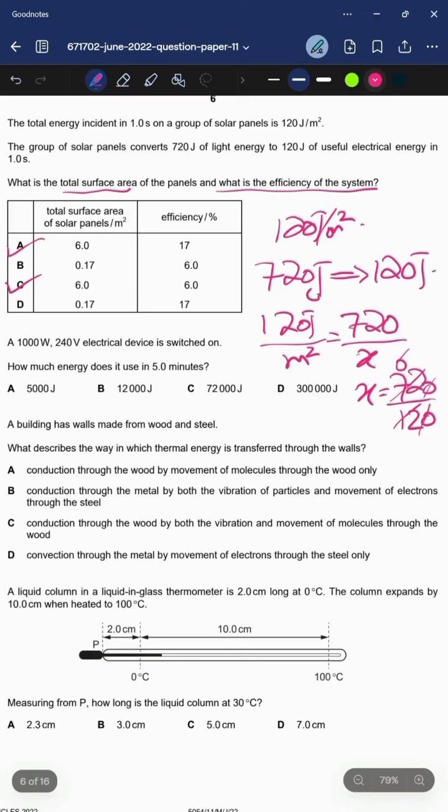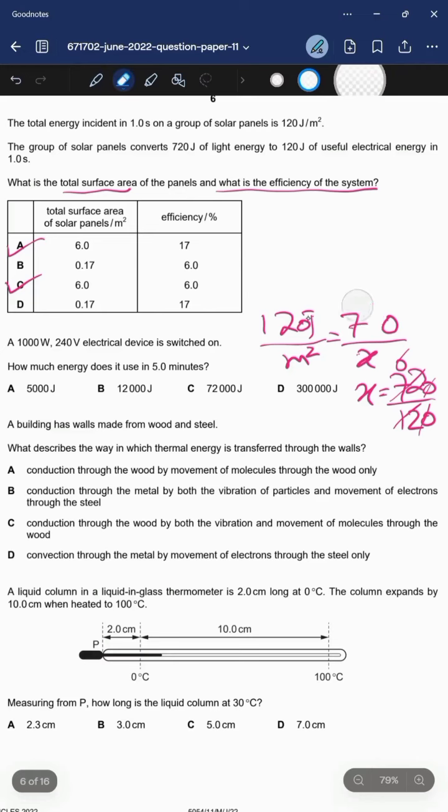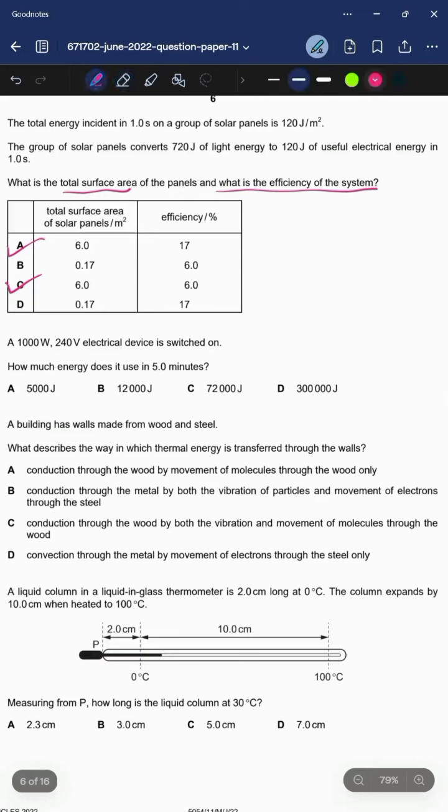Now there are two options for 6. It could be 70% efficiency, or it could be 6% efficiency. Now to calculate the efficiency, we know that the useful energy output is only 120 joules, and the total energy input to the system is 720 joules. We know that solar panels are not 100% efficient. The amount of light energy that they receive is not 100% converted to electrical energy. So that's the ratio, 120 to 720.